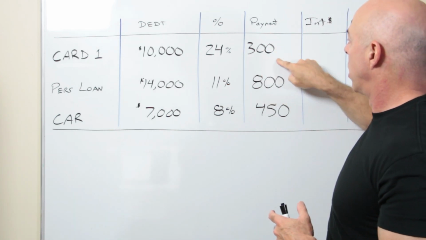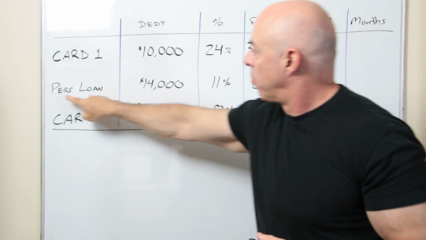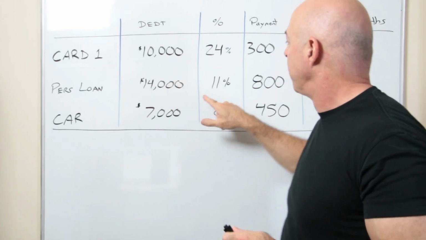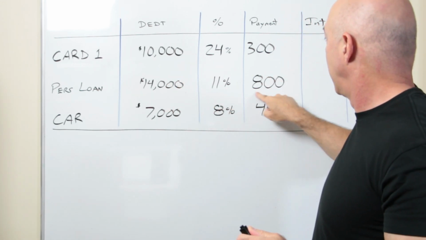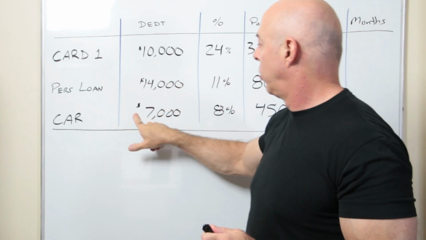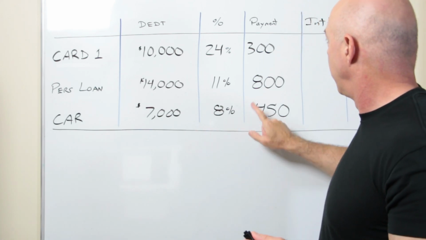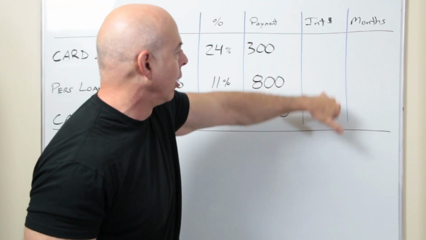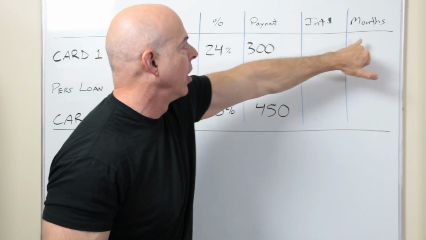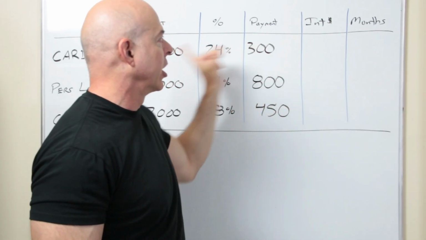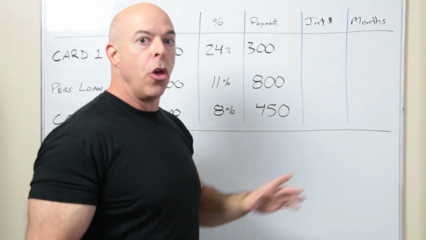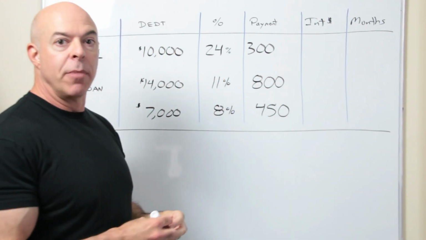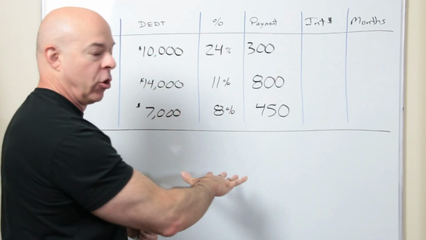The payment is $300 a month. Personal loan is the next one, $14,000. Again, this is just an example. 11%, payment $800. Car loan, $7,000 debt, 8%, $450 payment. Now, you'll notice on the calculator there will be a column for the interest in dollars and the months, meaning how long is it going to take you to pay this off. Those will pre-populate for you once you put this in. You can put in as many debts as you want.